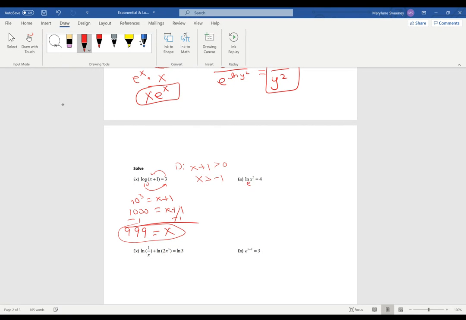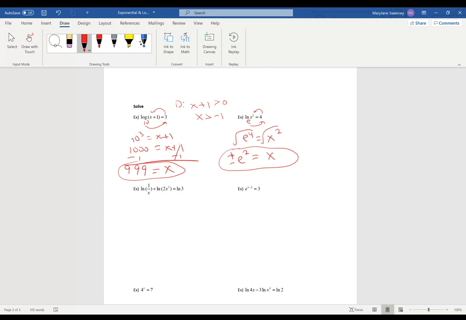This is ln. Ln is a log with base e. E to the 4th equals x squared. If I square root in an equation, x is plus or minus e squared. Right? Square root of e to the 4th is e squared. We need the plus or minus because it's in an equation that we're square rooting.